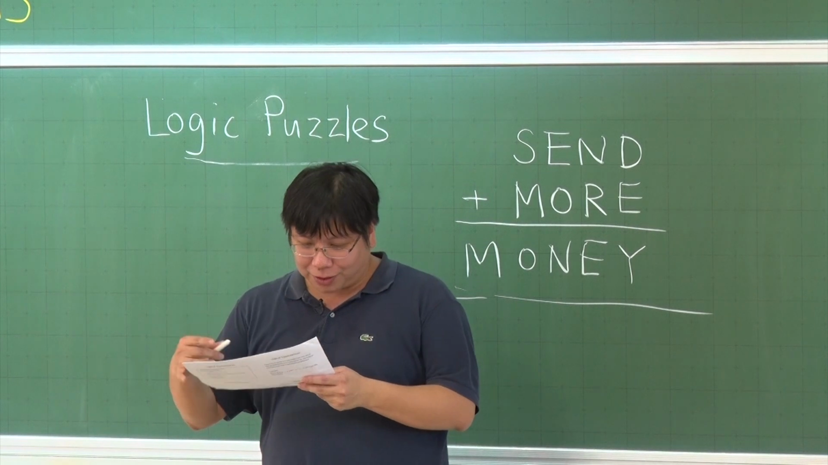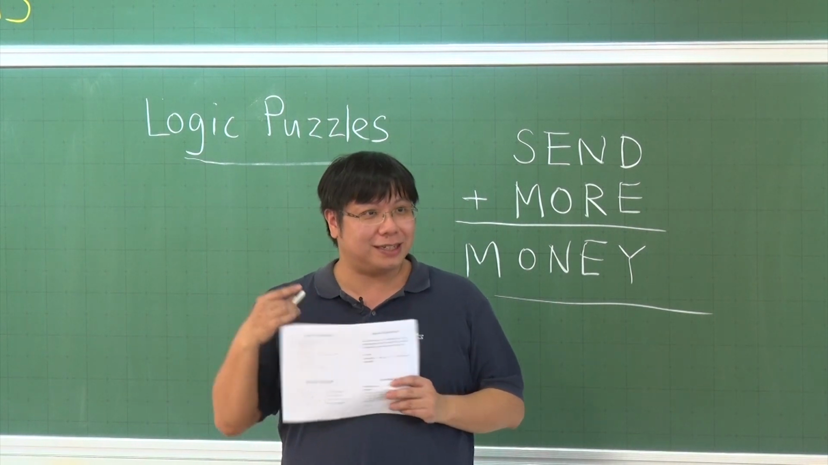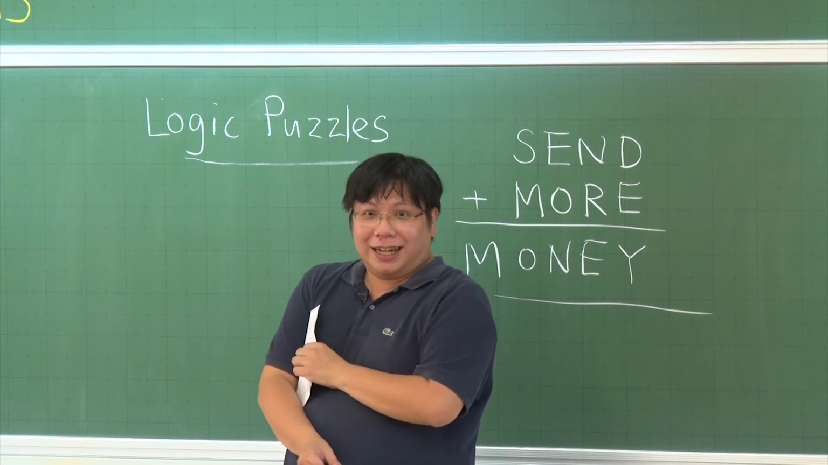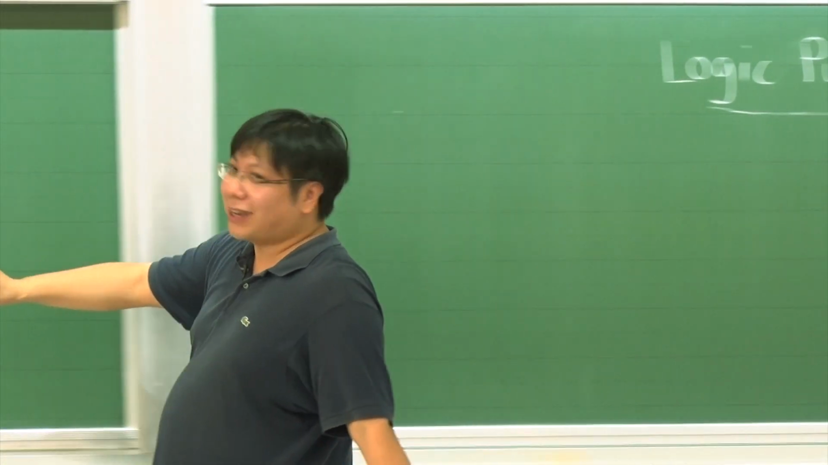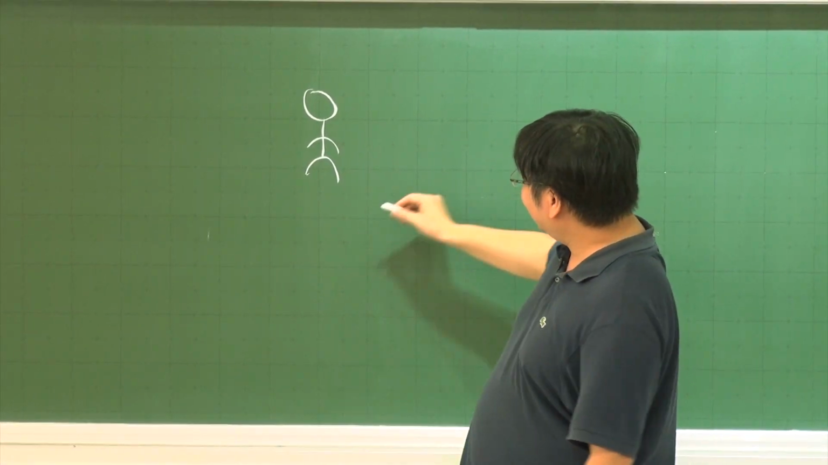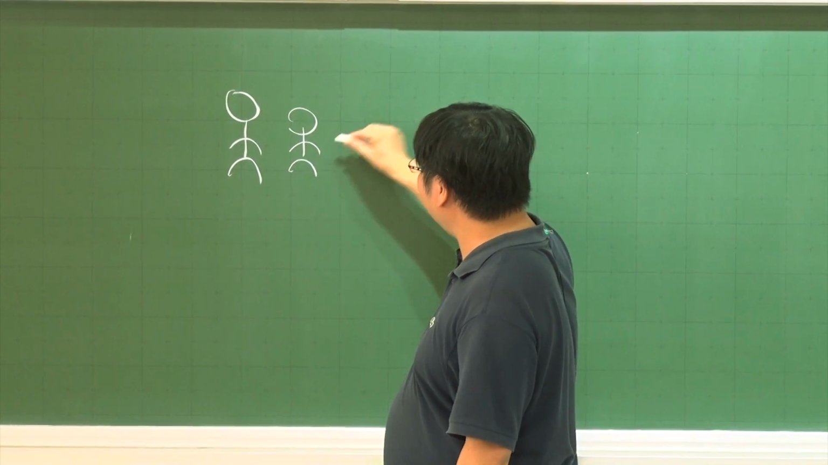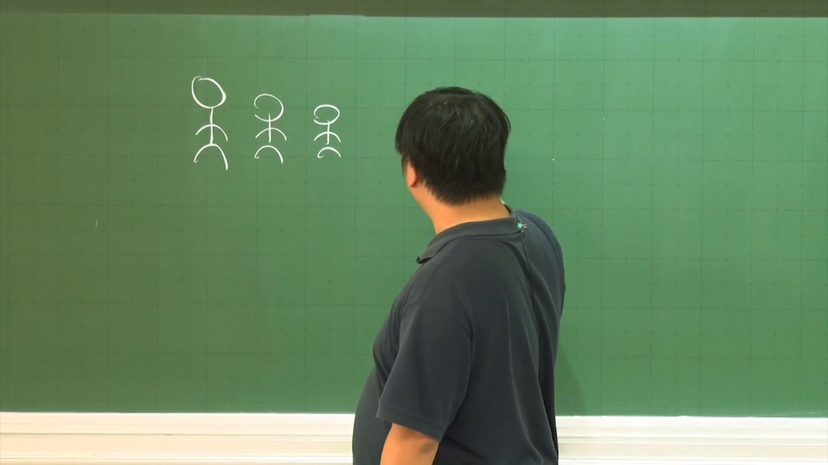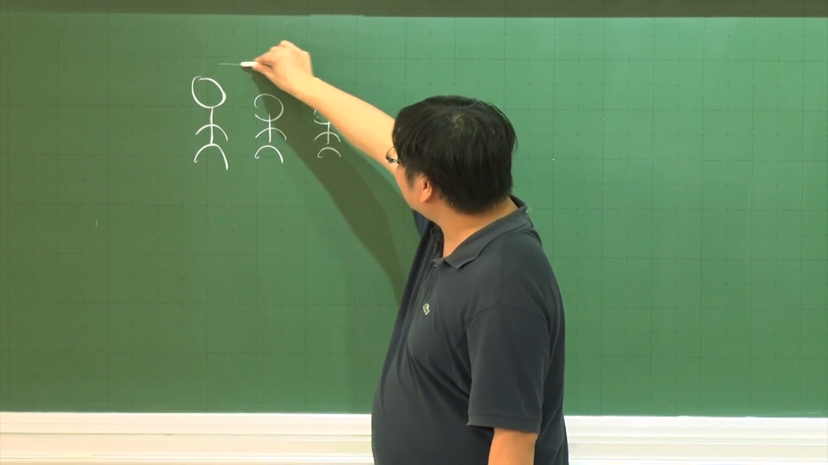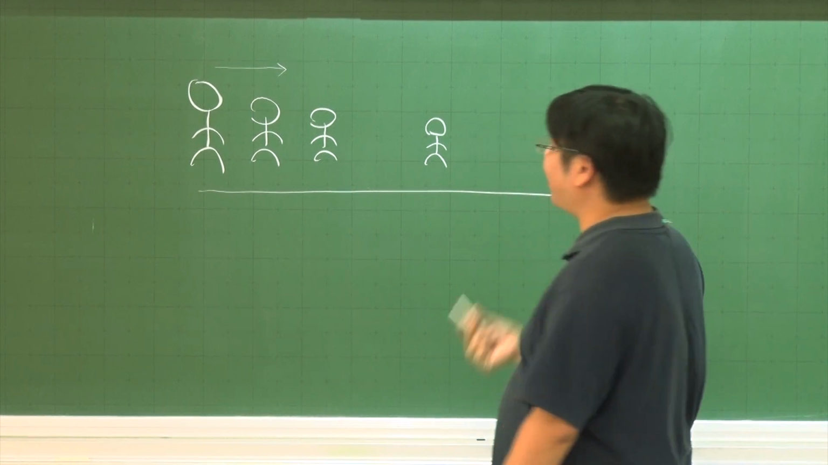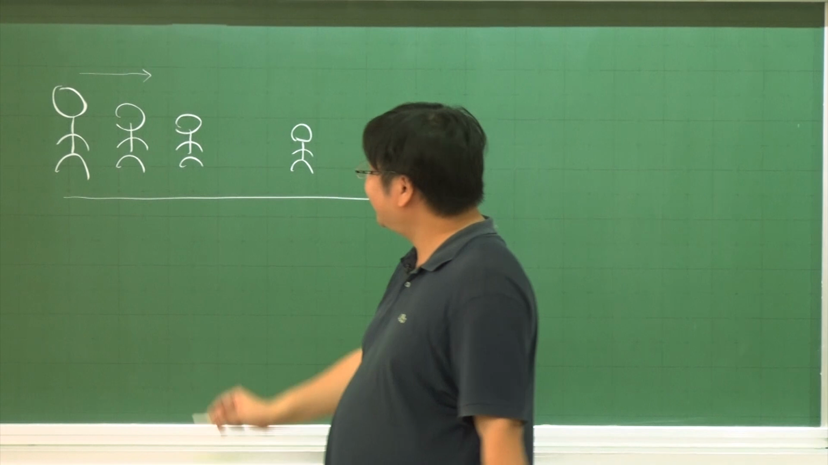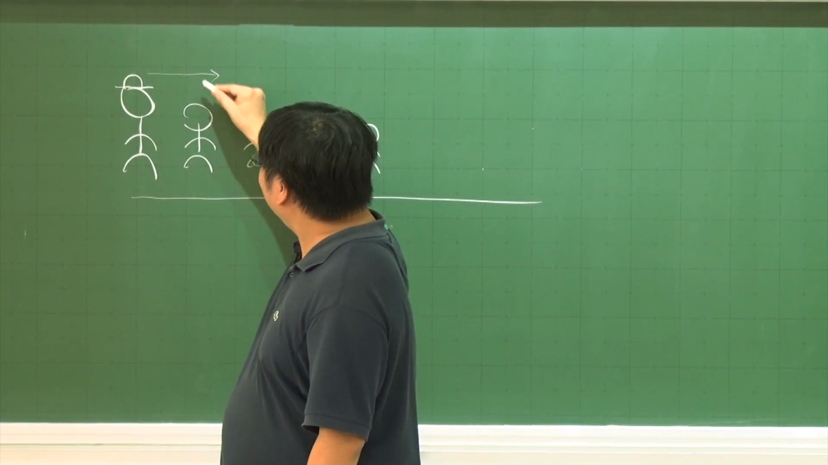Okay, we will talk about logic, but before that, let me ask you this one. This is something I heard about a long time ago. So you have a lot of people standing in a line. One is taller than the other, and so on and so forth. So this is the shortest one, and all of them are facing this direction. Every one of them has a hat.